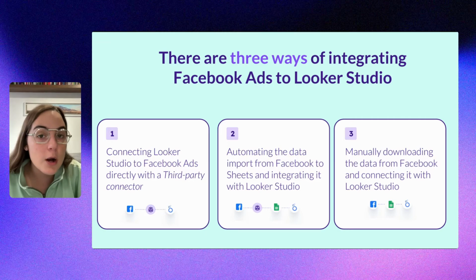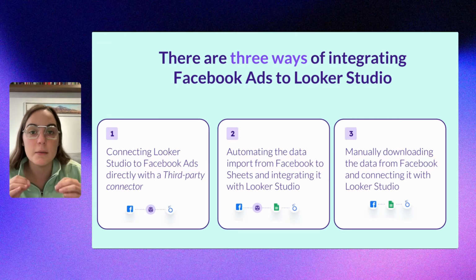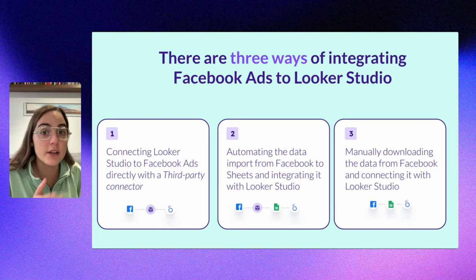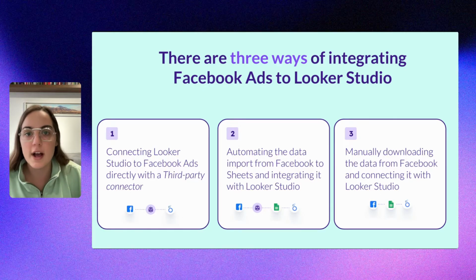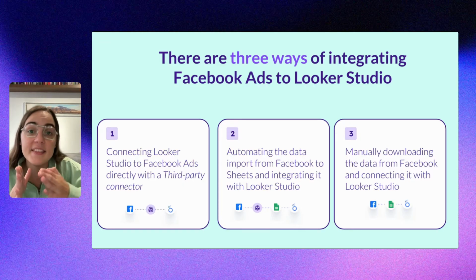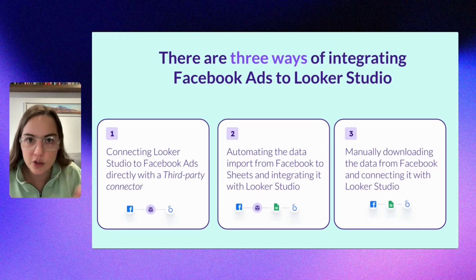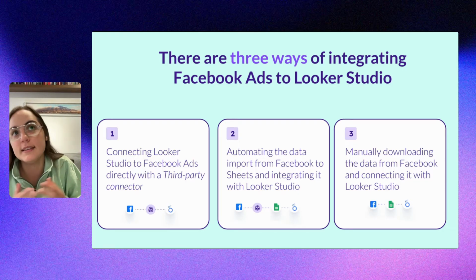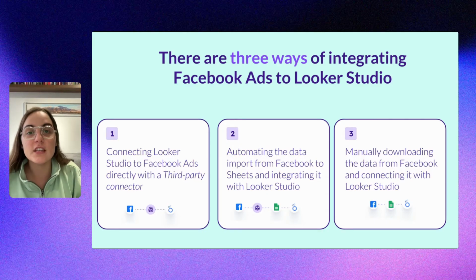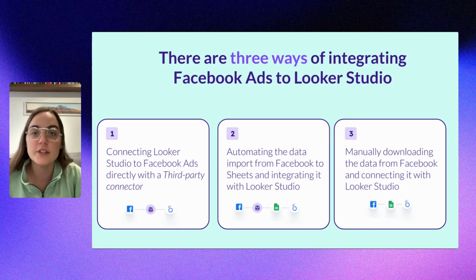And the third option is doing the process manually, downloading your Facebook ads data and then connecting that directly to Looker Studio through a CSV, or importing that file into Google Sheets and then integrating that Google Sheets to Looker Studio. Boring, time consuming, and not recommended, but actually people do it like that because it's free, but it's not the best option. So let's go with the first alternative. I'm going to show you the step by step on how to do it.